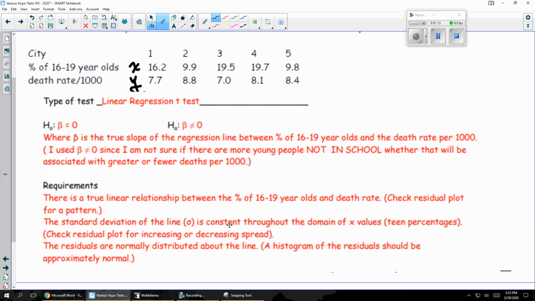The standard deviation is constant throughout the domain. Again, check the residual plot and see if the spread's increasing or decreasing. And then I need the residuals to be normally distributed around the line. I can make a histogram of the residuals to check that out and make sure it's approximately normal.